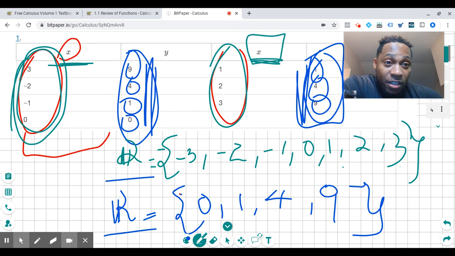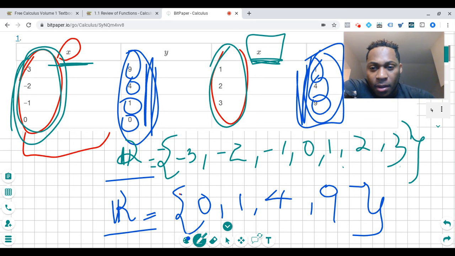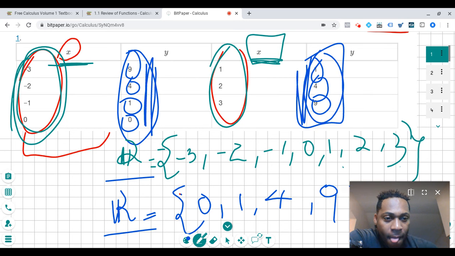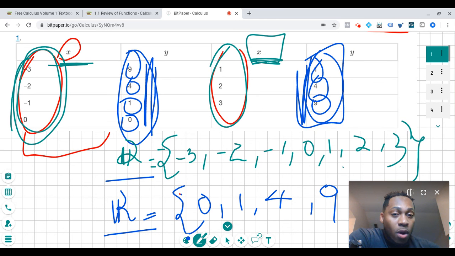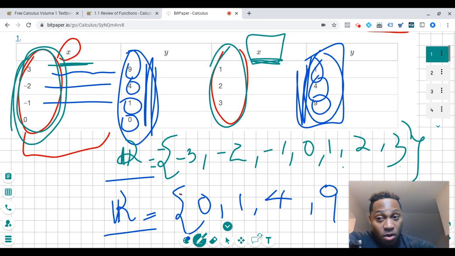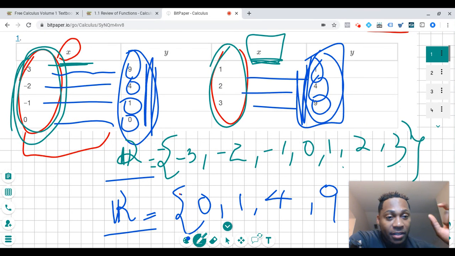Now that we have the domain and the range, this could be a function, or it could also be just a relation. So let's see. In order for this to be a function, each one of the x values needs to relate to only one y value. We have -3, it relates to only one y value. -2, the same thing. -1, 0, 1, 2, and 3. Each one of them is associated with only one y value. So that means it's a function.